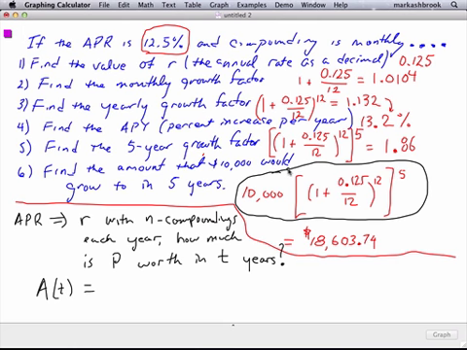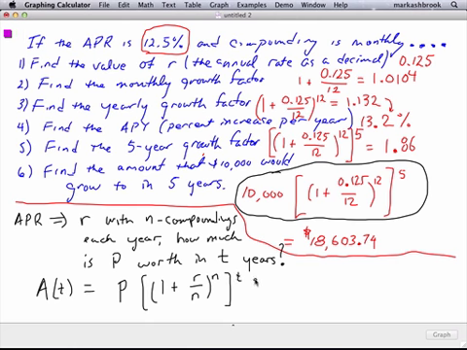So what would it be? P times (1 plus r over n) raised to the n, raised to t, and then raised to the t.